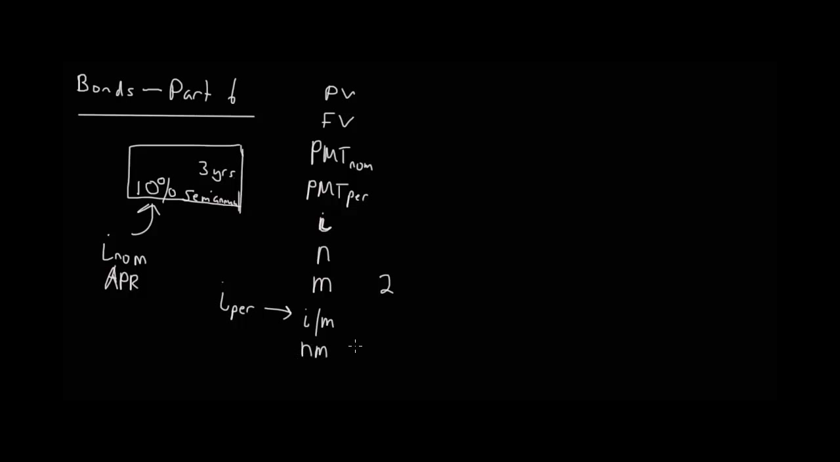NM is just the total number of periods, because if there are 2 periods per year, actually, why don't we just throw these in? We know that N is 3, because it's 3 years. N is the number of years, M is the number of periods per year. 3 times 2 is 6, which makes sense, because there are 6 semi-annual periods in 3 years. So that should make sense.